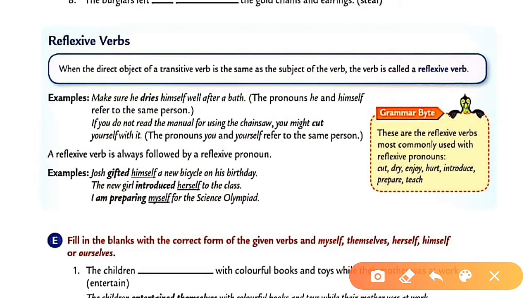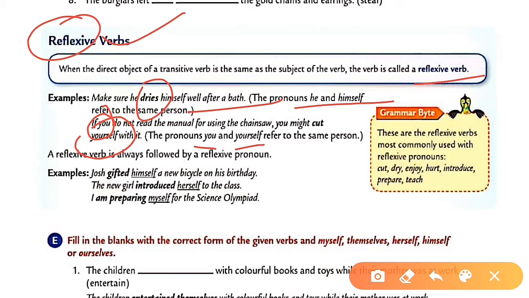Reflexive verbs. What is a reflexive verb? We have to explain: when the direct object of the transitive verb is the same as the subject of the verb, it is called a reflexive verb. We will explain by taking an example. She dries herself well after the bath. Both refer to the same person. If you do not read the manual for using the chain, you might cut yourself with it. The pronoun you and yourself refer to the same person, right? So these are your reflexive pronouns. As the name says, they always reflect back to you only.